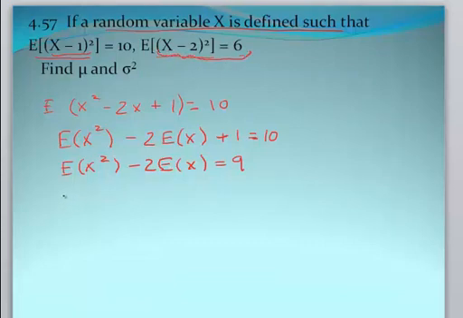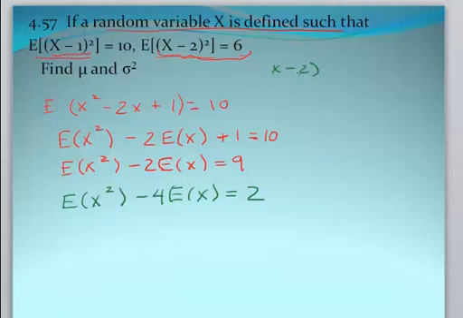Now, if we play the same game with this one, we're going to get a second equation. And that equation is E of X squared minus 4 E of X is equal to 2. So, right, and the way we got that, we just said x minus 2 times x minus 2 is equal to x squared minus 4x plus 4, and we plugged that into our little expected equation, and then we rearranged everything and got the second equation.